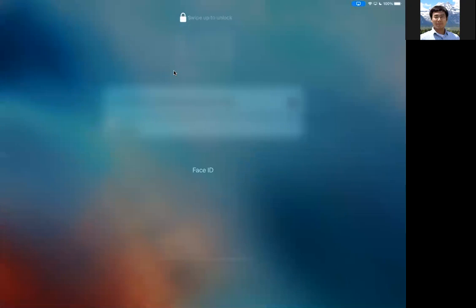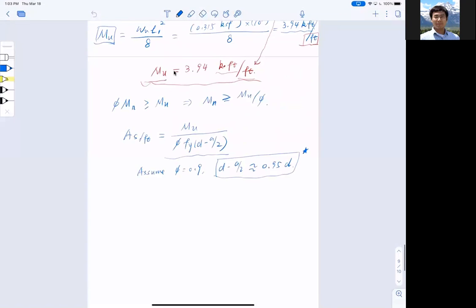Let me share screen. We were talking about the one-way slab last time, and we made some examples. Let me just get this started. We left off at a design problem, and specifically in the middle of it, we were talking about how we're going to do the calculations for it.